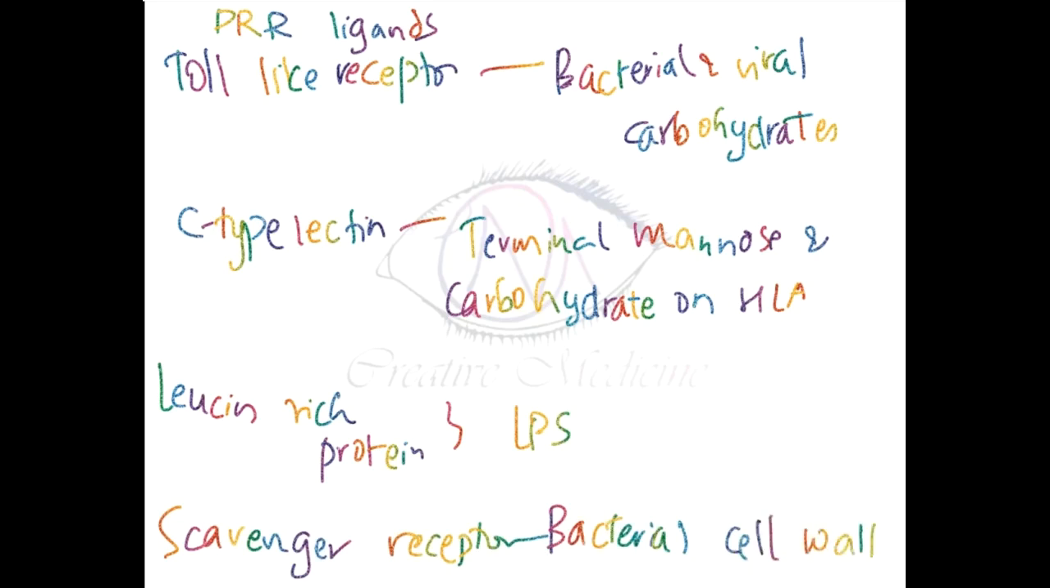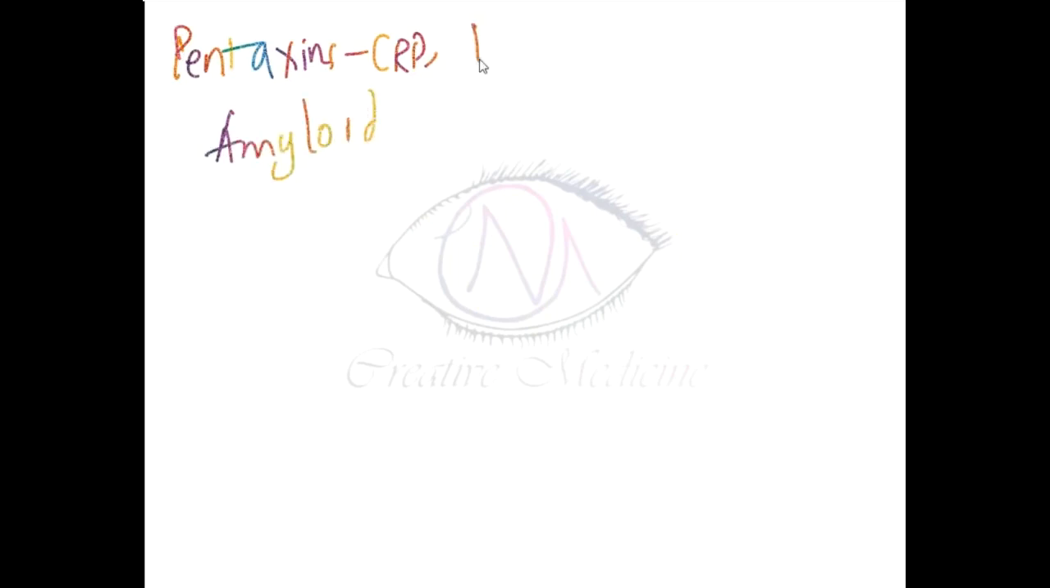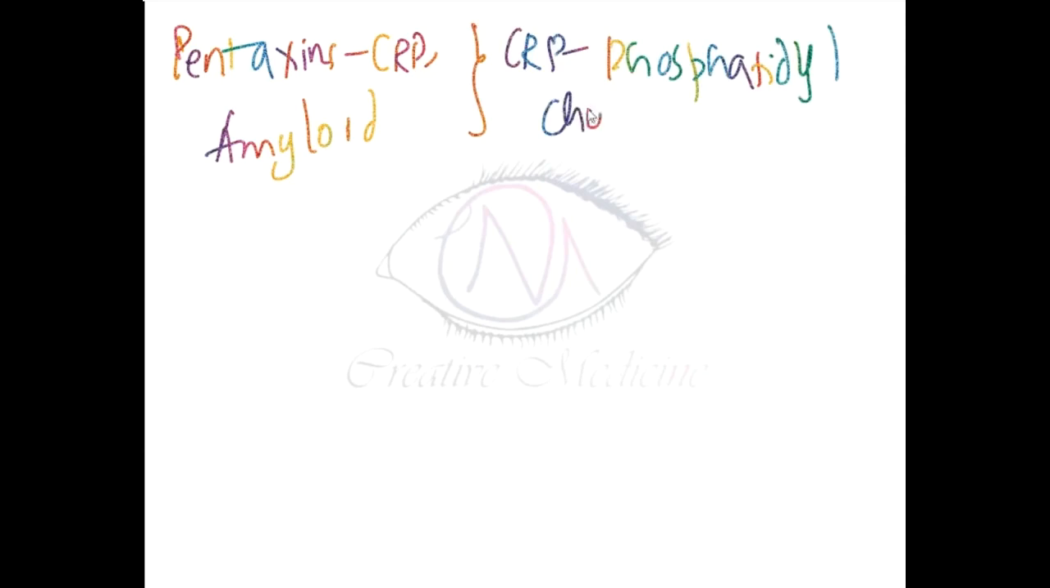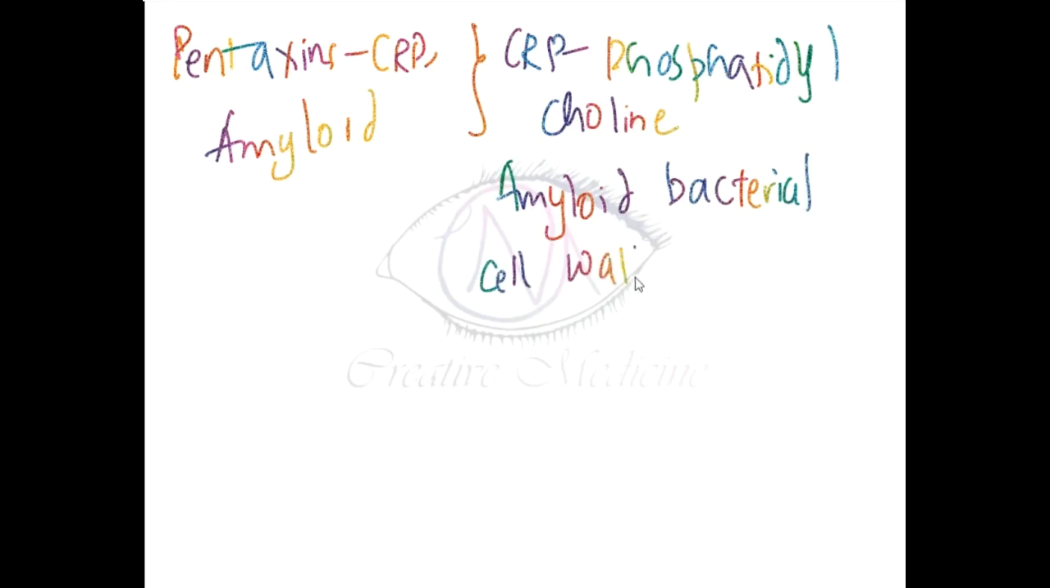Then we also have pentraxins, that is CRP and amyloid. This is mainly for CRP, phosphatidylcholine, and for amyloid, bacterial cell wall. Then we also have lipid transferases.